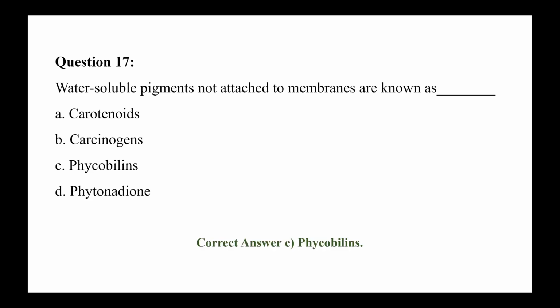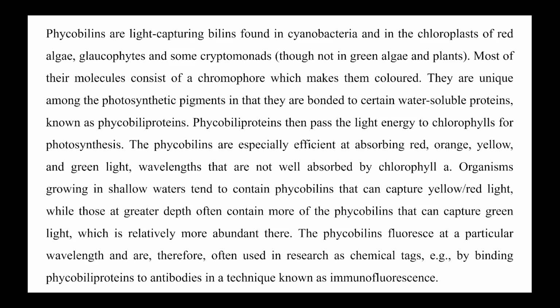The correct answer is option C, phycobilins. So you are right. Phycobilins are the light capturing bilins found in cyanobacteria and in the chloroplasts of red algae, glaucophytes, and some cryptomonads, though not in green algae and plants. Most of their molecules consist of a chromophore, which makes them colored. Phycobilin also gives a reddish brownish color. Chromophore is a structure which can give color to a compound.